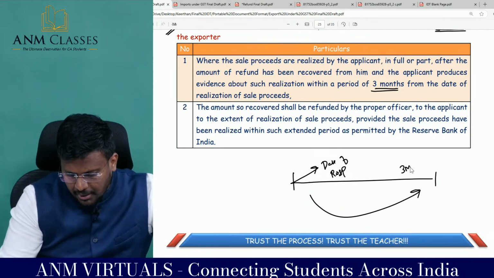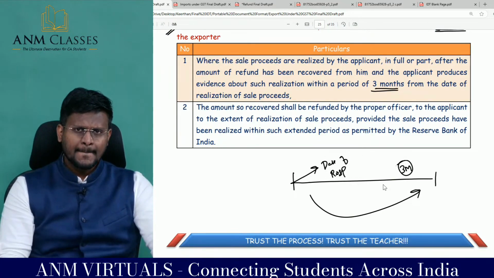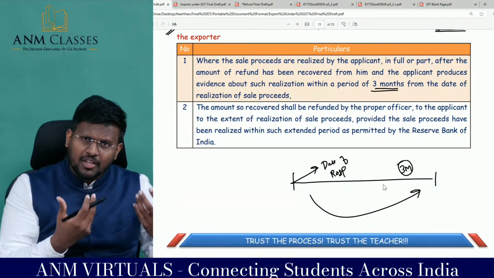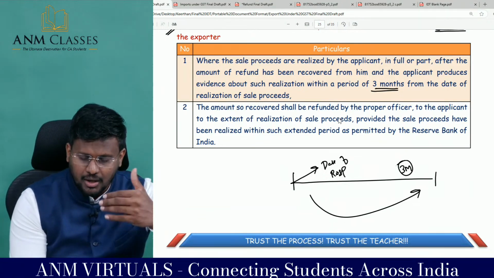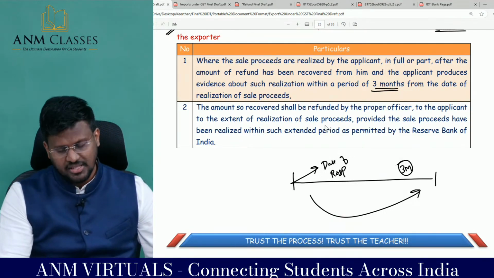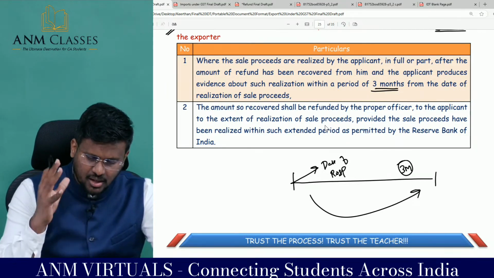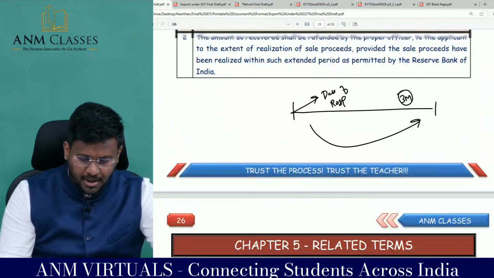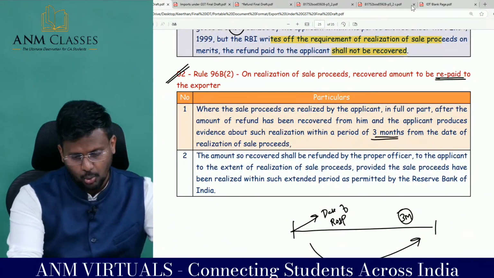Within 3 months, my dear lovable students, I am going and proving to the department that I have repatriated the money from outside India to India. Then the amount so recovered shall be refunded by the proper officer to the applicant to the extent of realization of sale proceeds, provided sale proceeds have been realized within such extended period as permitted by RBI. This is what the provisions of 96B are all about.